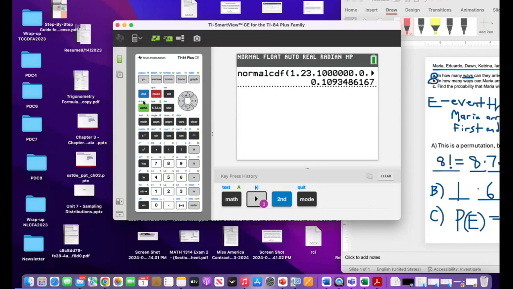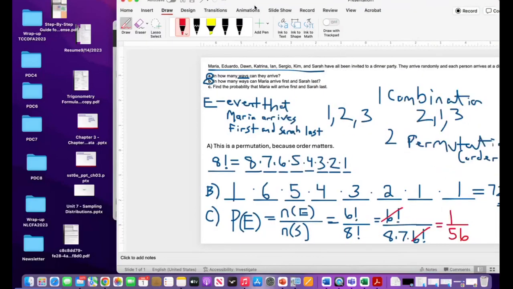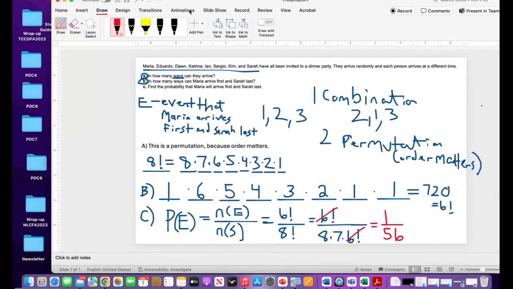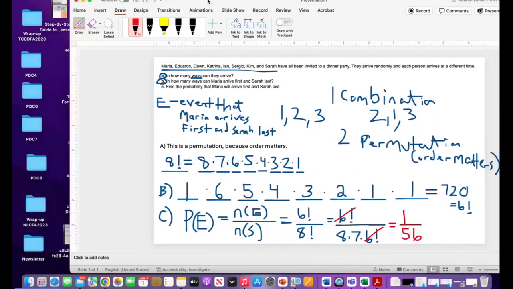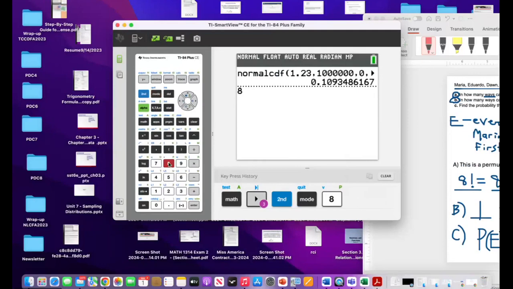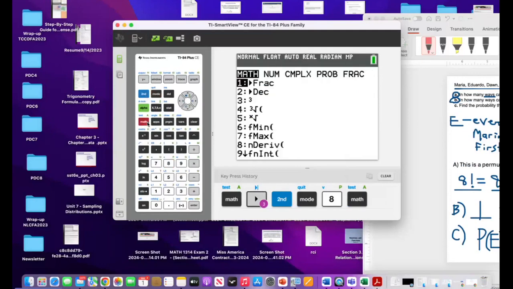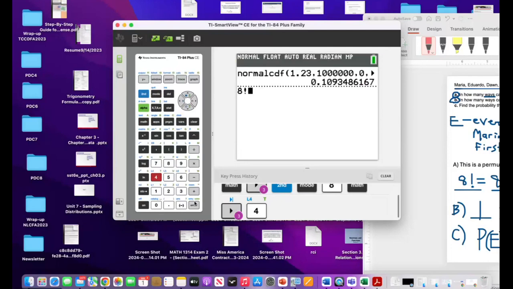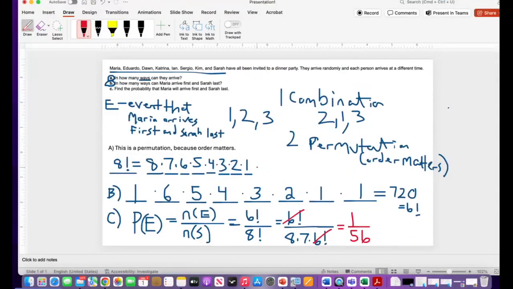So we're going to do 8 factorial. We're not doing the probability, we're just doing part A, the permutation. So if I want 8 factorial, we're going to go 8 and we're going to go to math. And right now we're working on probability, so a lot of stuff's going to come from this menu. We go over here and it's number 4. So that's a pretty big number, 40,320. So that's going to be the answer for this one.